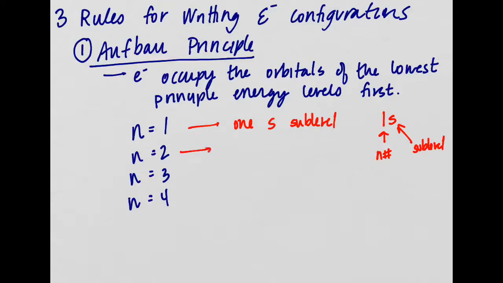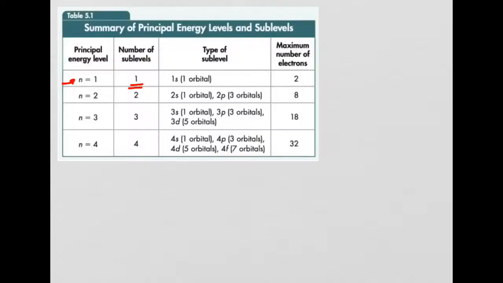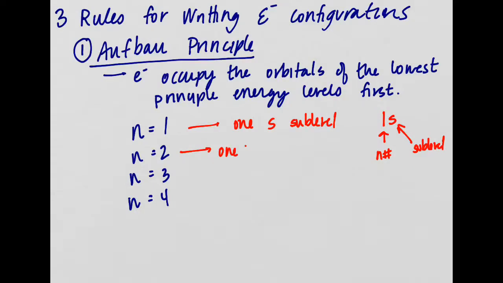Remember, in the second energy level, we actually have 2. We have one s orbital and one p orbital, or sublevel, whatever you want to call it. Remember, they're interchangeable, but I'm going to stick with sublevel.